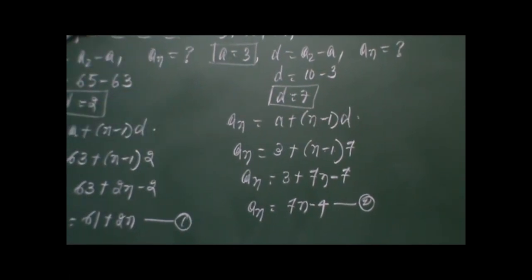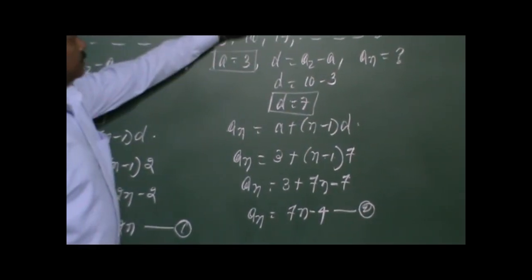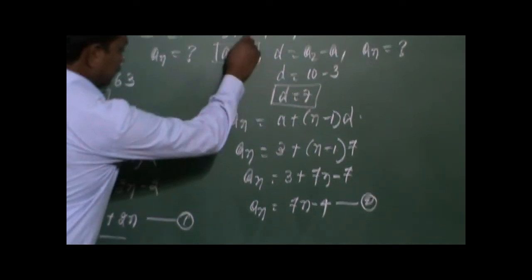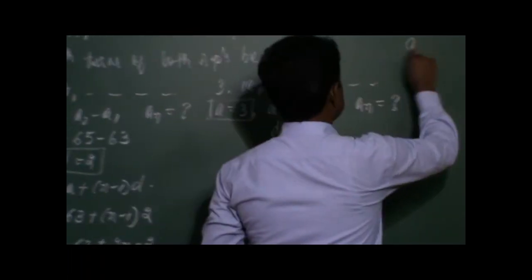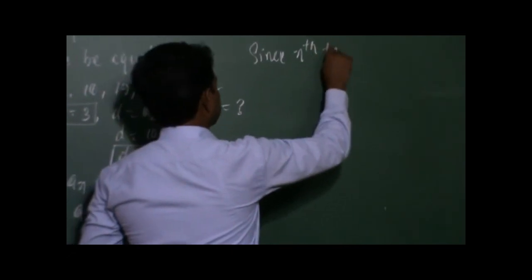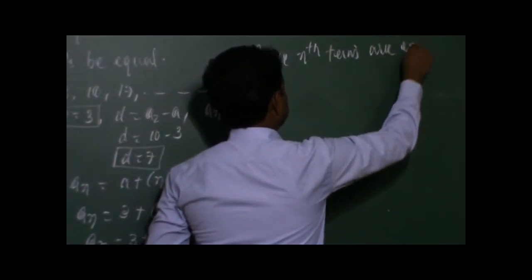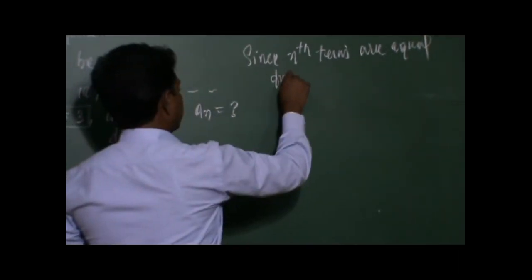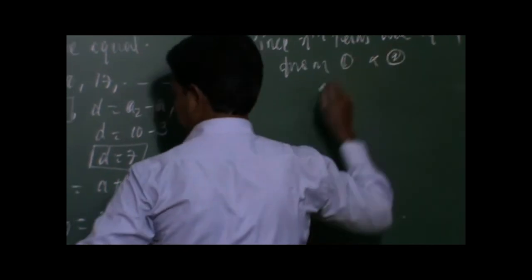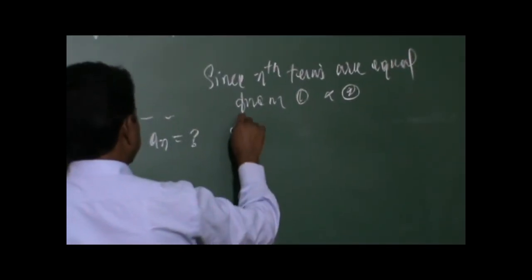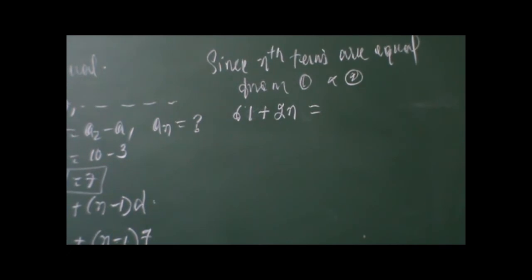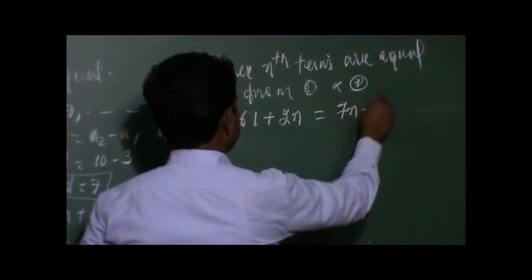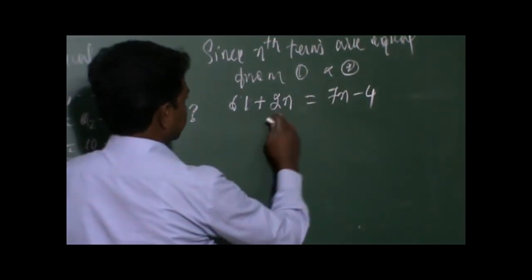So as mentioned, for what values of n are the nth terms of two APs equal, in the sense the nth term of this AP and the nth term of this AP we have got here, both are equal. So from equations 1 and 2, since the nth terms are equal, we can equate this. 61 plus 2n is equal to 7n minus 4. So we will transpose these two terms to the RHS.